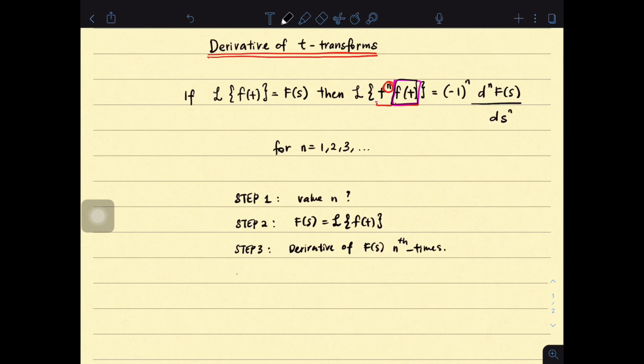The last step for this method is to multiply the answer from step number 3 by negative 1 to the power of n. In step number 3 you have the derivative of F(s) n times, and this will be multiplied by negative 1 to the power of n. So these are the steps in derivative of t transform.